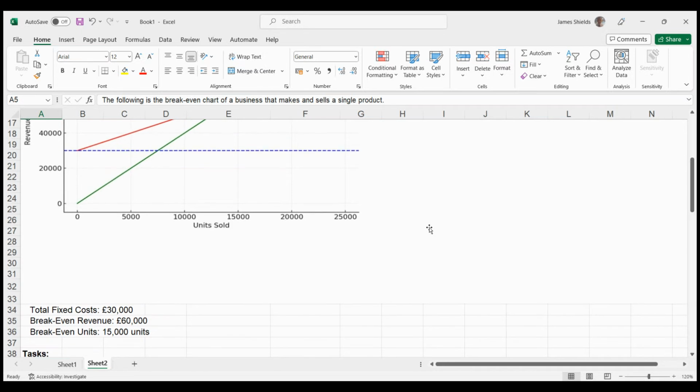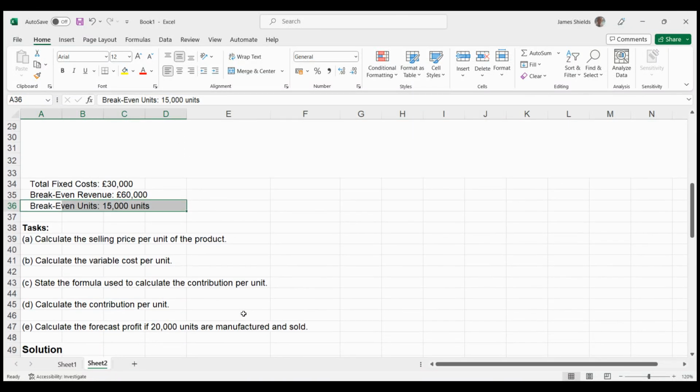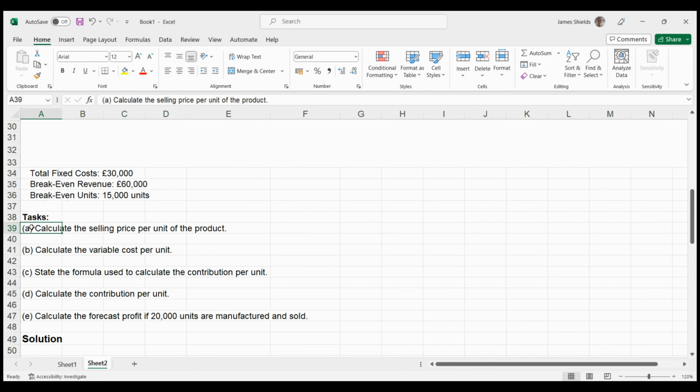Now you're given the information underneath anyway. So the total fixed costs are 30,000, break-even revenue is £60,000, and break-even number of units is 15,000 units. I've got a few things to work out now, so we've got 5 little things to do. Part A, calculate the selling price per unit of the product. Now that's quite a straightforward one.